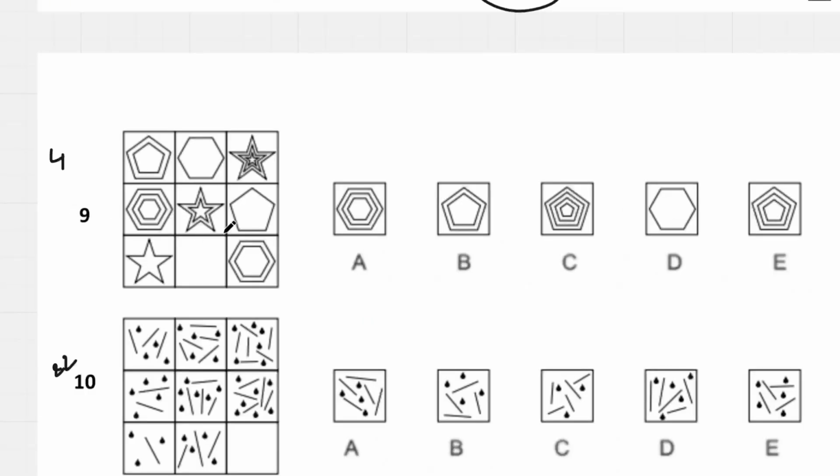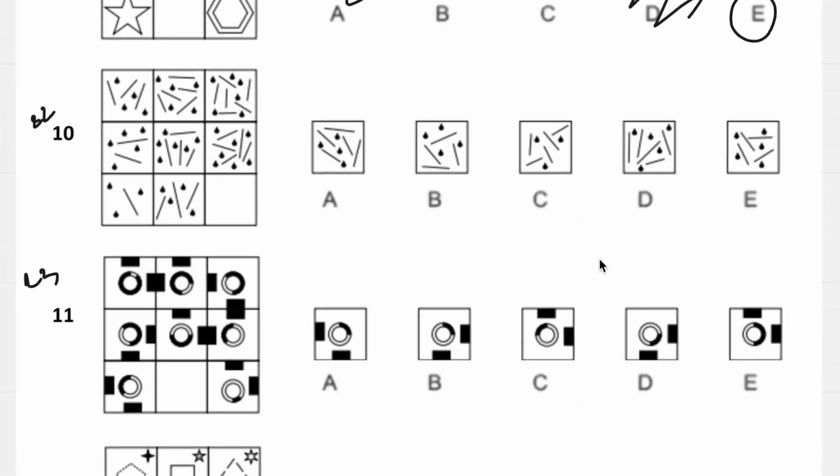Question number 21, let's see what's happening. Going in diagonals, we know we have to have a pentagon, hexagon, star, pentagon over here. We can cross out all the ones that aren't a pentagon. And then we know we have to add 0 border, 1 border, 2 border. So that's the 1 border, this is the 2 border, so it's going to be E.